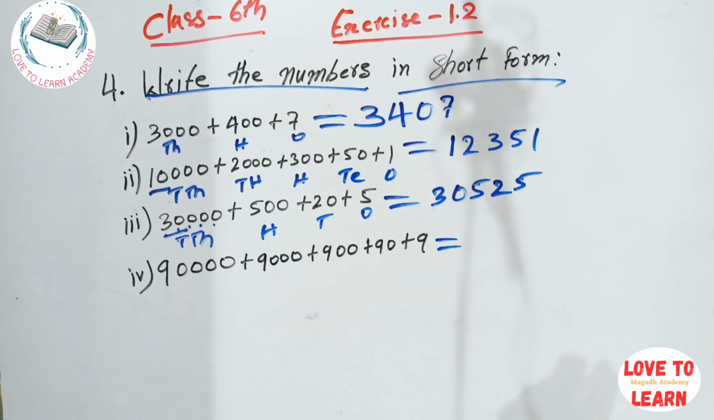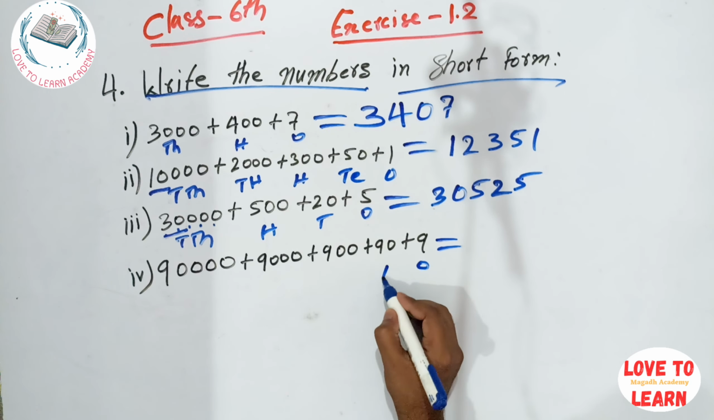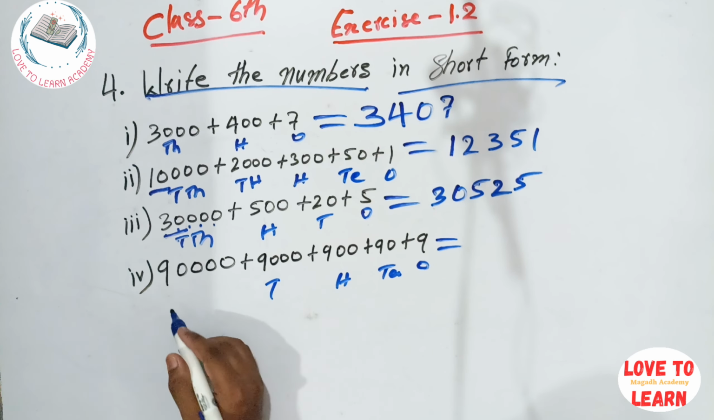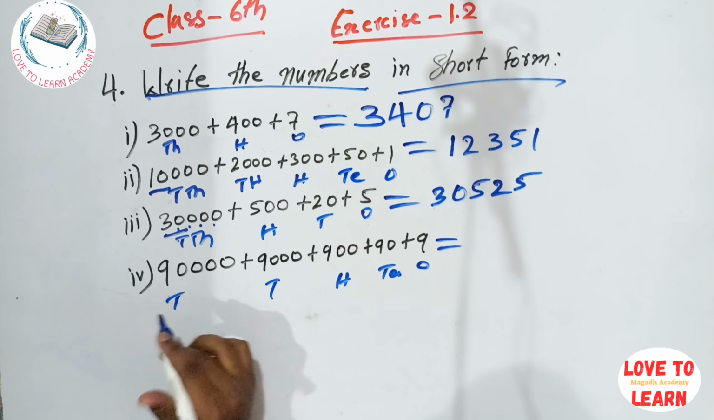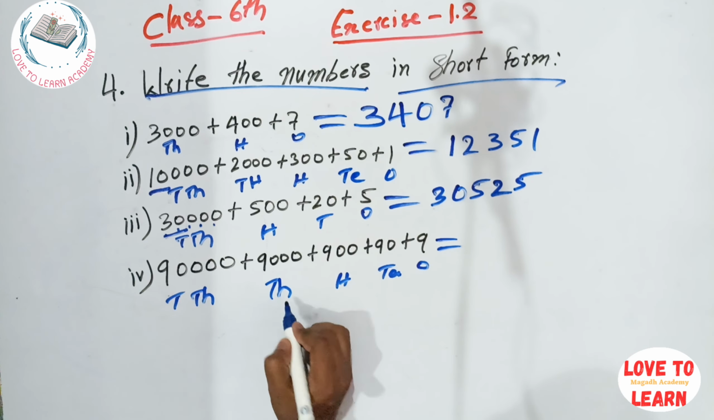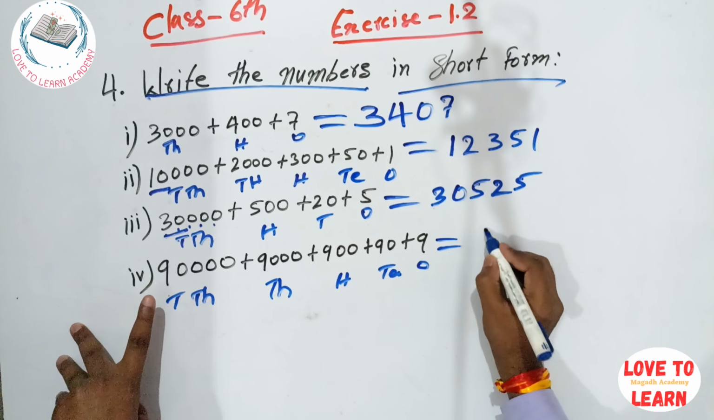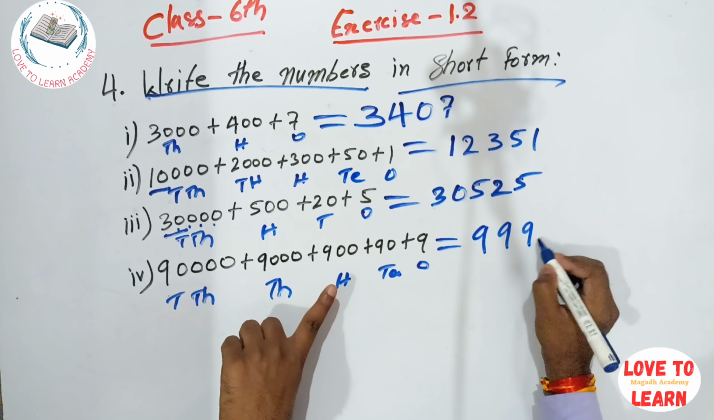Okay. So count. This is ones. This is tens. This is 100. This is 1,000, and this is a 10,000. Ones, tens, 100, 1,000, 10,000. Okay. So if you see, it is in a proper way. So we will write like this: 9, 9, 9, 9, 9.